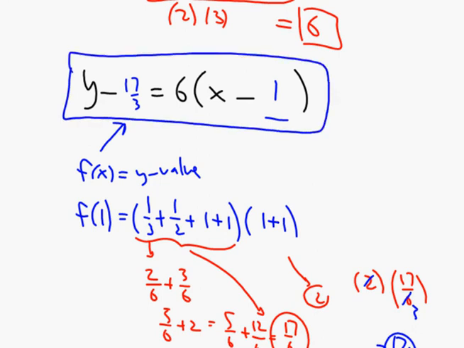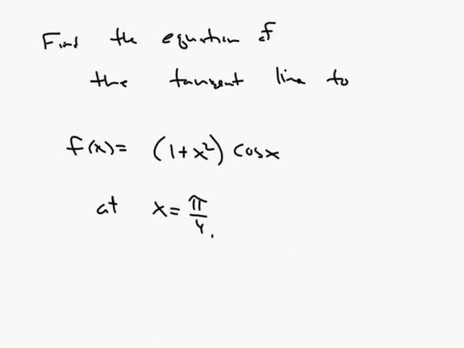Okay, so let's try another one. Here we go. Find the equation of the tangent line to f of x equals this function, 1 plus x squared times the cosine of x, at x equals pi over 4. Now, this problem, you'll notice you don't even have the option of multiplying this and getting rid of the product rule. Let me explain what I mean.